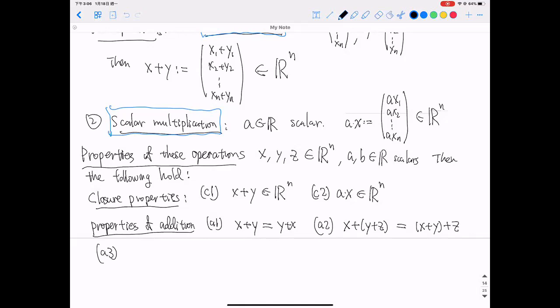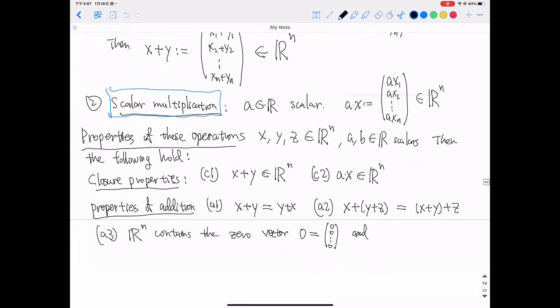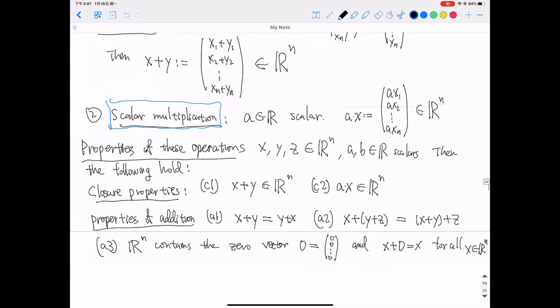Now, next property is that Rn contains a special vector called the zero vector. We've seen it before. It's the vector that has all the entries 0. And this zero vector has the nice property that for any x, x plus 0 is x. Right? And this is easily seen from the definition of vector addition, because the zero vector has all its entries being 0. Adding 0 to a number will not change that number. Therefore, adding the zero vector to x will not change x.